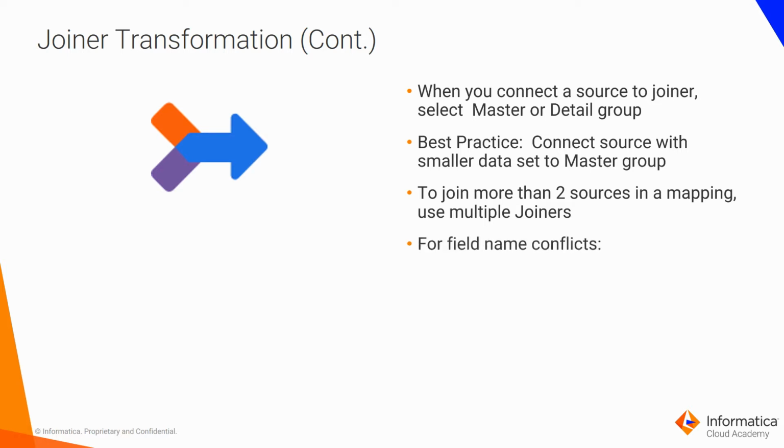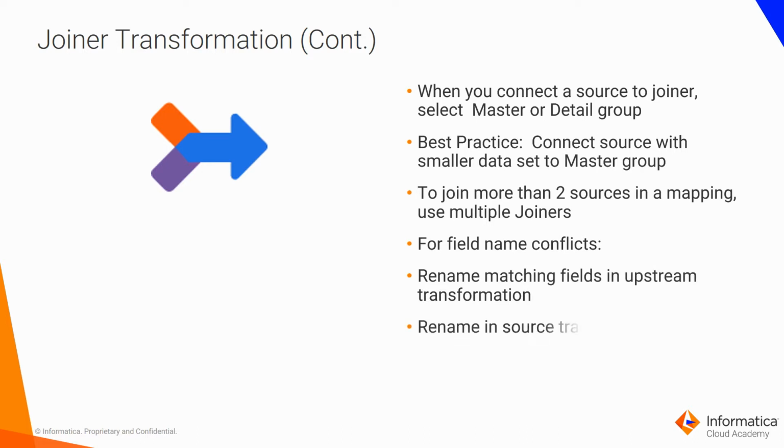Field name conflicts can occur when you join sources with matching field names. So there are a few things you can do. You can rename matching fields in an upstream transformation. You can also rename them in the source transformation, or you can pass data through an expression transformation and rename the fields there. I will talk more about renaming fields and field rules later in this module.